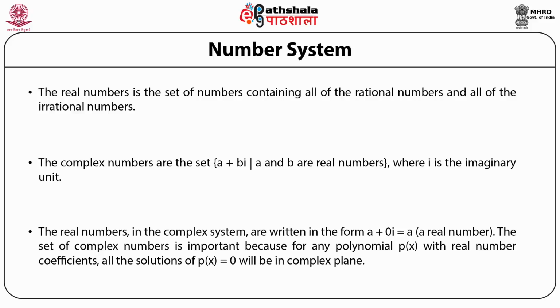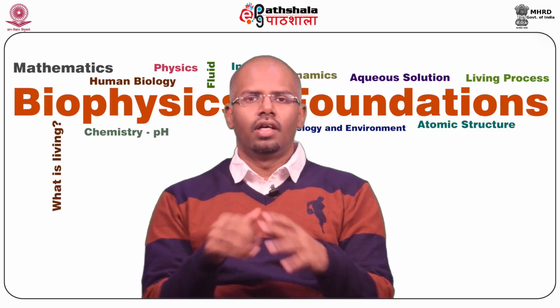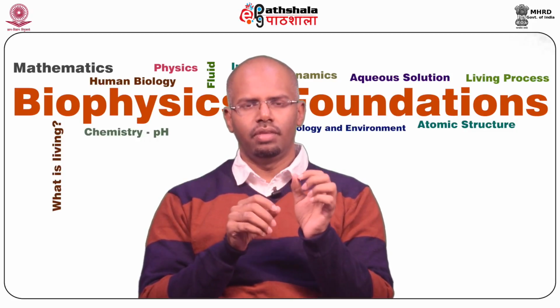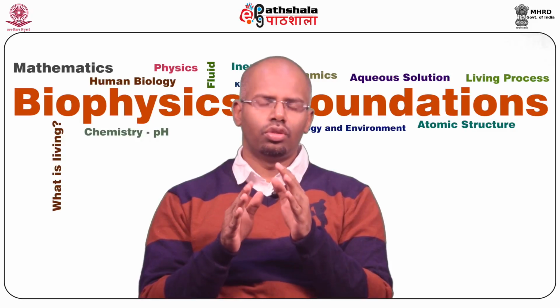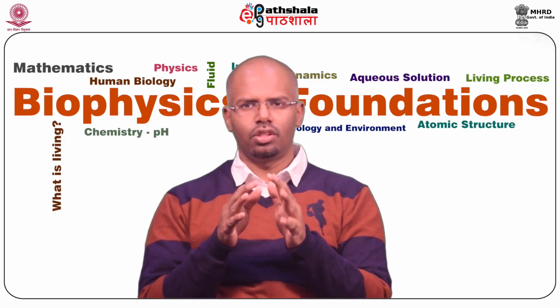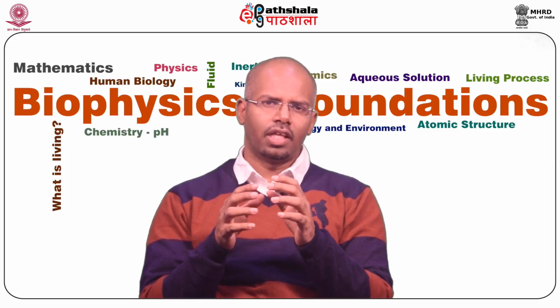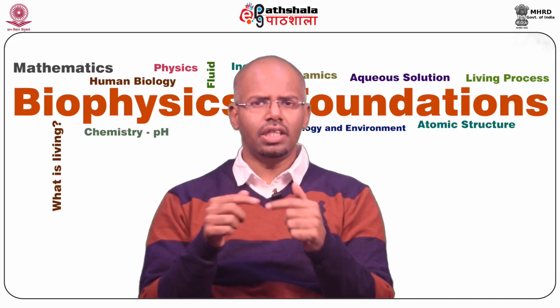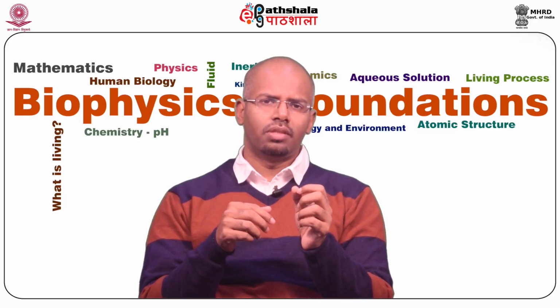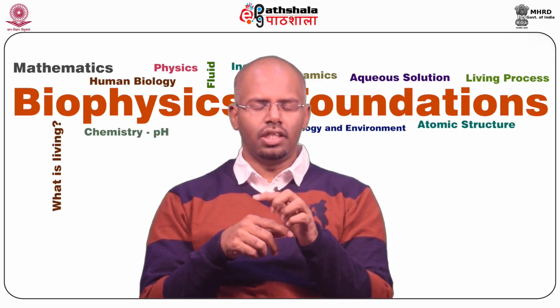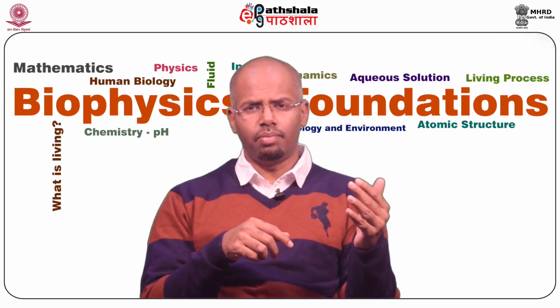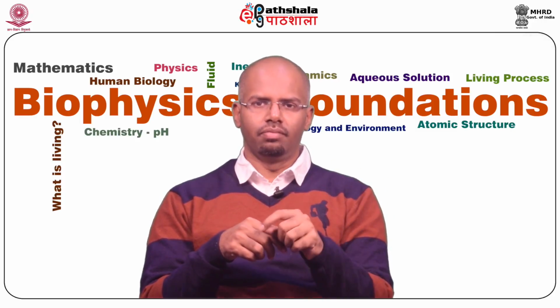The set of complex numbers is important because for any polynomial p of x with real coefficients, all of the solutions of p of x equal to 0 will lie in the complex plane. In the complex number system, we have an imaginary and a real part. These two axes, or parts or spaces, however you want to term it, are completely different, but they are interdependent. Okay. In the complex number system, imaginary part generally means that it is separated from the real part in terms of space or time.